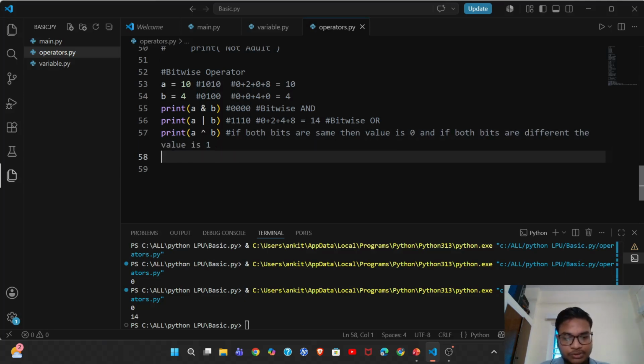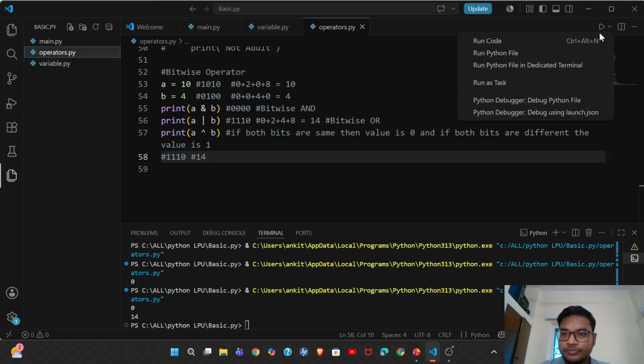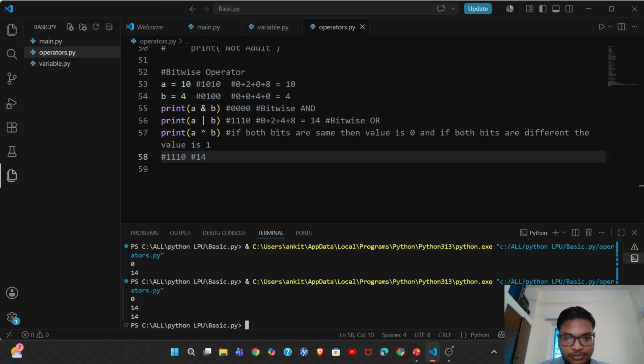So what does it mean? It means if A XOR B, that's just to find the value. 0, 0 same, the value is 0. 1, 0 different, the value is 1. 0, 1 different, the value is 1. And 1, 0 different, the value is 1. What is the output? The output is 14. Correct? So how these things work? Just see. Okay. Now let's move forward.